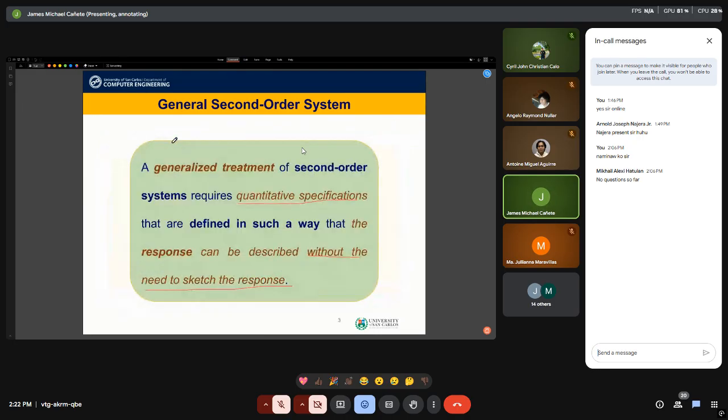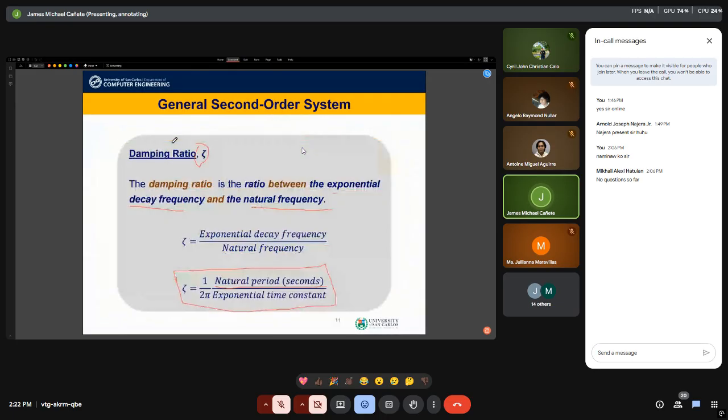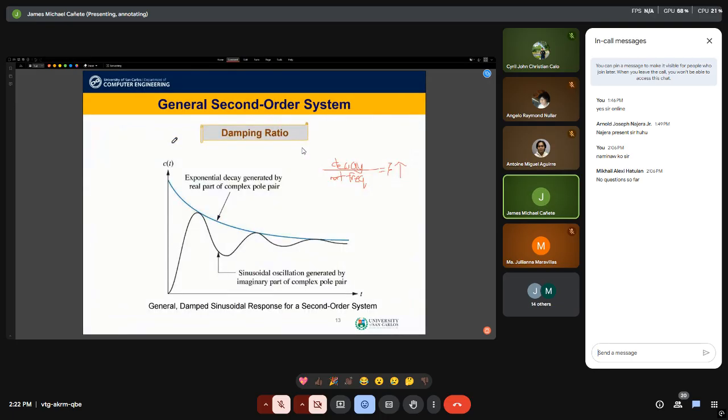From the previous graph, we bring it back. So what is the real part? The blue line here is the decay, the one in the numerator. The sinusoidal oscillation is generated by the black line, the one in the denominator. So the higher the frequency, the smaller zeta is, because it is inversely proportional. That is the relationship between the natural frequency and zeta.